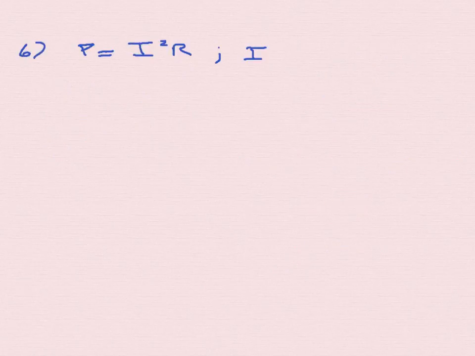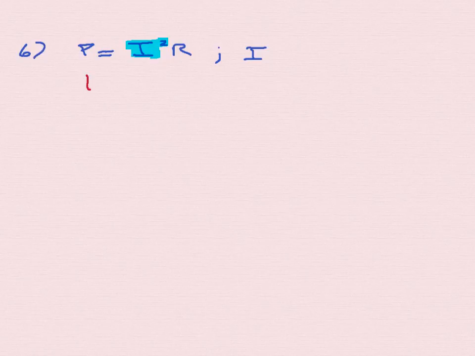Example 6, you have a formula P is equal to I squared times R. This is an electrical application. When you're asked to solve for a letter that is squared, the first thing you should do is get rid of all terms not related to the letter in question first. So we need to get rid of the R.